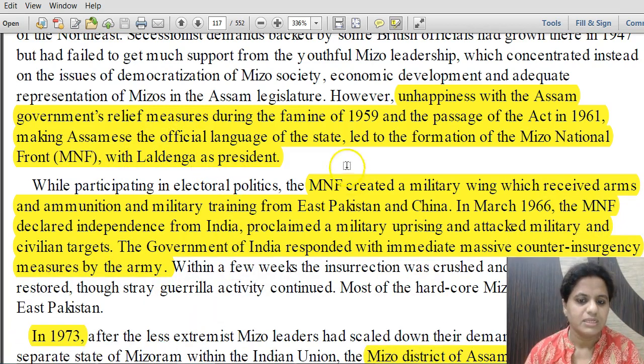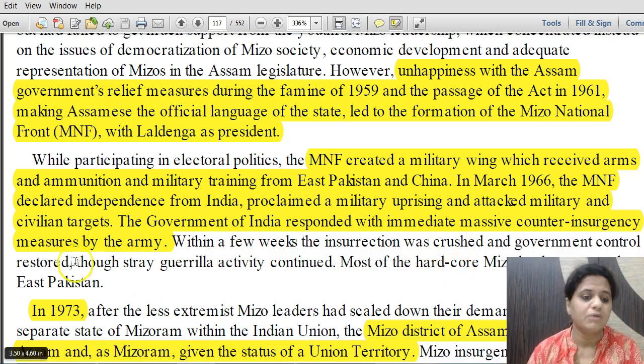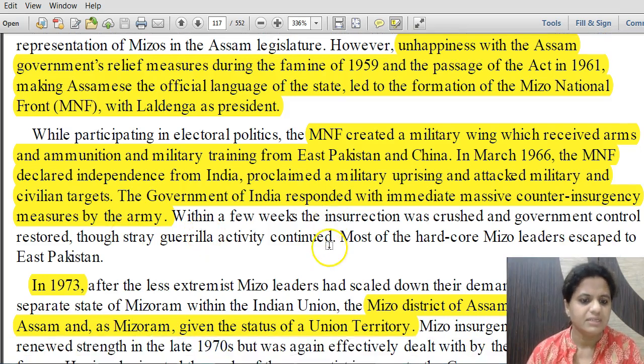So you can see, MNF, Mizo National Front, also had a military wing, which received arms and ammunition and military training from East Pakistan and China. East Pakistan at that time was present-day Bangladesh. So they received training here. In March 1966, MNF declared independence from India and proclaimed a military uprising and attacked military and civilian targets. Government of India responded with immediate massive counterinsurgency measures by the army. So though the secessionist activities at that time were controlled, guerrilla attacks continued.